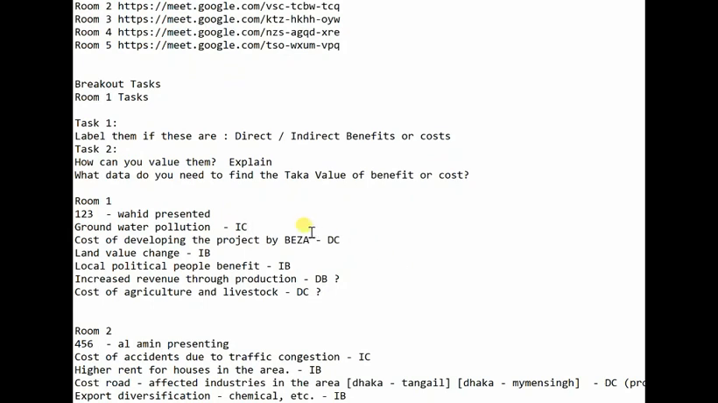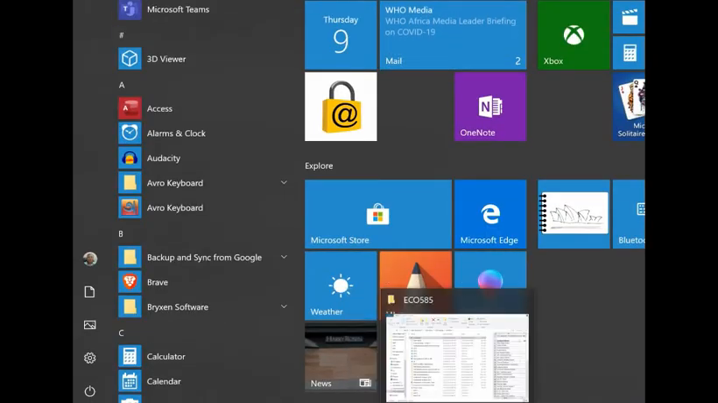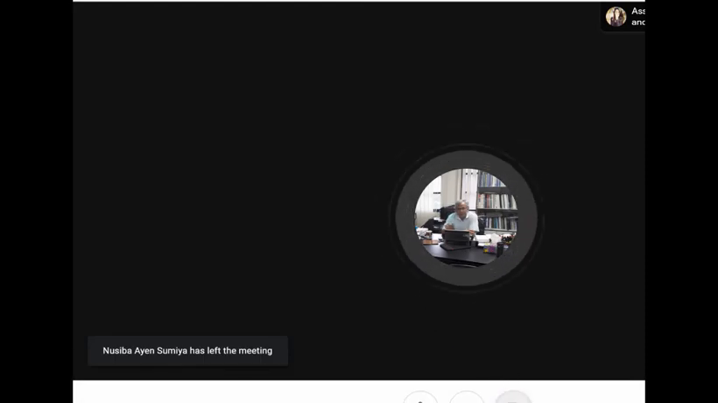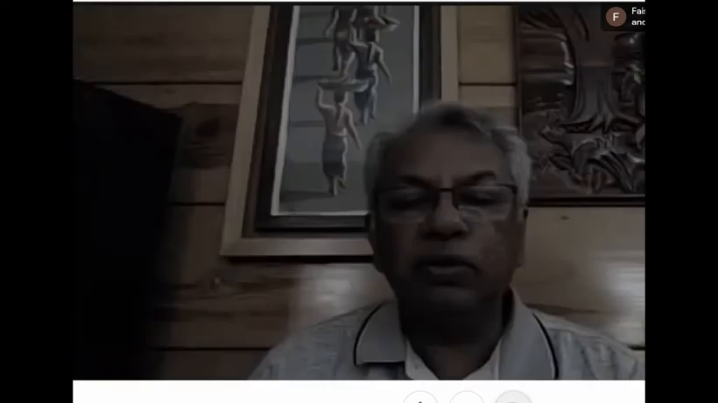Okay, so when you say this is a direct benefit or indirect benefit, your first question should be: for whom is the project giving the benefit? Remember, the project is for a purpose. Somebody owns the project, somebody administers the project. In this particular case, it is BEZA, Bangladesh Export Economic Zone Authority. If BEZA does it, whatever benefit goes to them is a direct benefit. And anything that they do not own, that is external to them, is indirect.